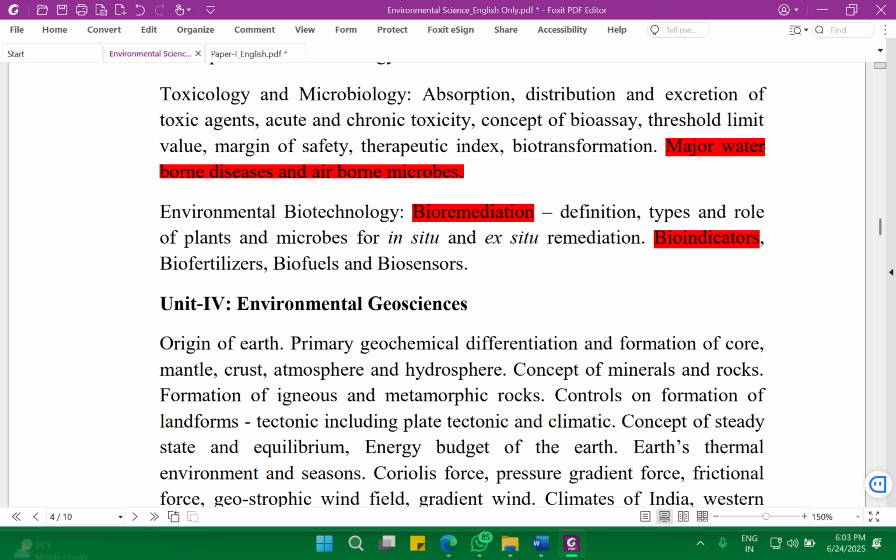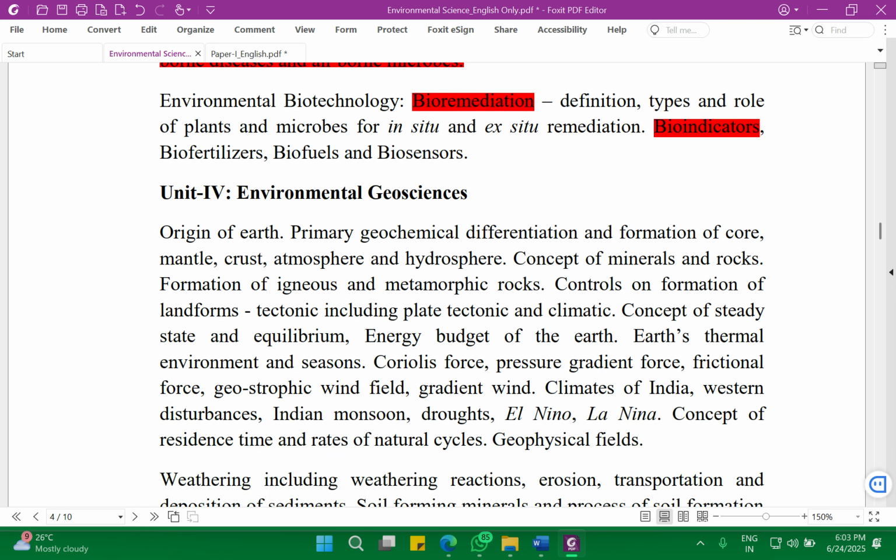They may ask. Then some bioindicators may ask, for example, lichens. So lichens are used to indicate the sulfur or sulfur dioxide pollution in the air. Or the dragonfly is used to indicate the polluted lake. So these kind of questions they may ask. Then some related to biofertilizers, VAM, AM, fungi.